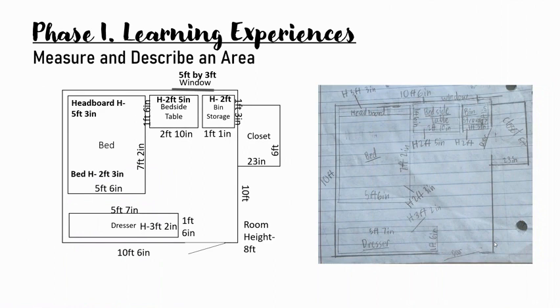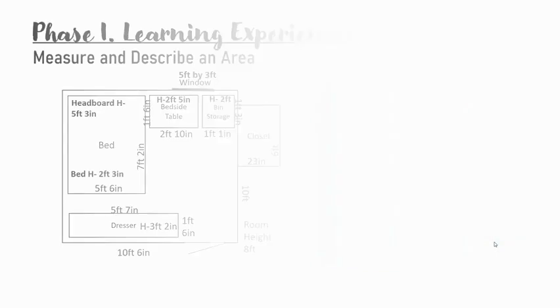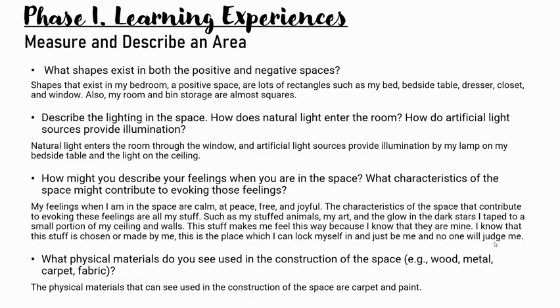Measure and describe an area. This is where we had to choose an area to measure and describe. I chose my bedroom. On the left is an online version of the blueprint, and on the right is a paper version. Here are some questions that I had to answer about the space.